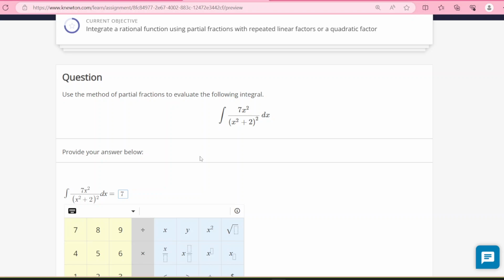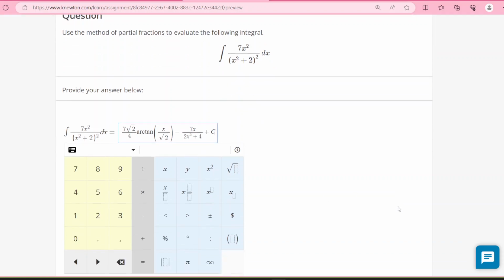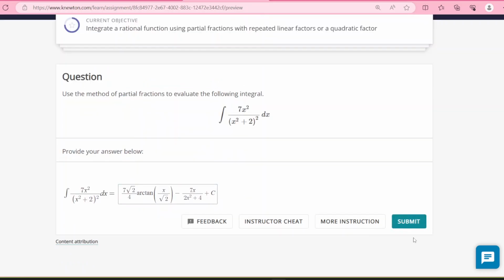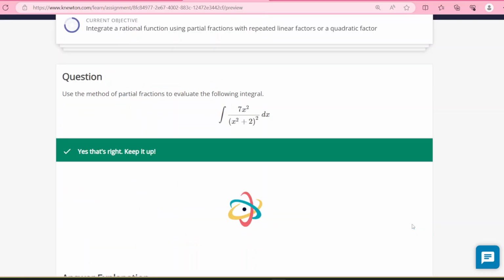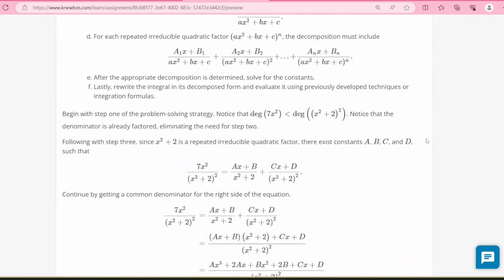So we have 7 times the square root of 2 divided by 4, times the arctangent of x divided by the square root of 2, and minus 7x over 2x squared plus 4, and then plus some constant. That should be good. Great, and it looks like I finished it. Looks like we got 100%. Hooray, the assignment is complete.